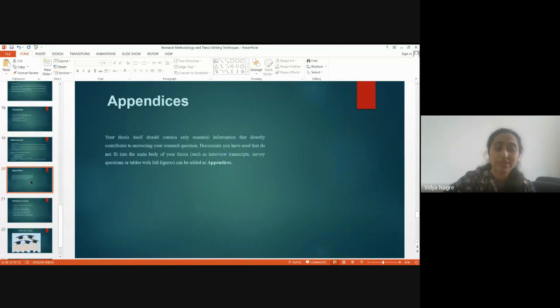Appendices. Your thesis itself should contain only essential information that directly contributes to answering your research question. Documents you have used that do not fit into the main body of your research thesis, such as interviews, forms of interviews, or photographs you have taken of the site where you went for the fieldwork and conducted research, or survey questions, or tables with full graphs, or some policies which you have referred, or some government reports which you have referred, you can add all those things into appendices.